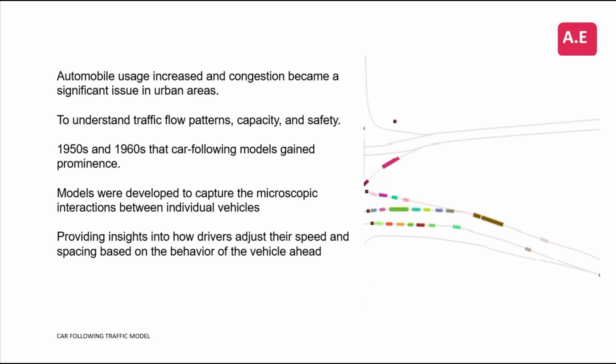However, it was not until the 1950s and 1960s that car-following models gained prominence. These models were developed to capture the microscopic interactions between individual vehicles, providing insights into how drivers adjust their speed and spacing based on the behavior of the vehicle ahead.